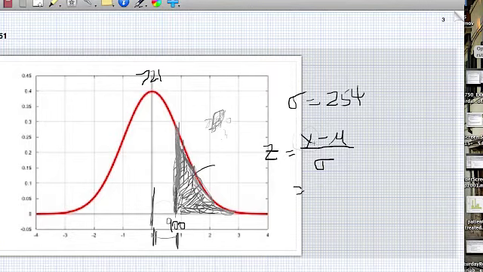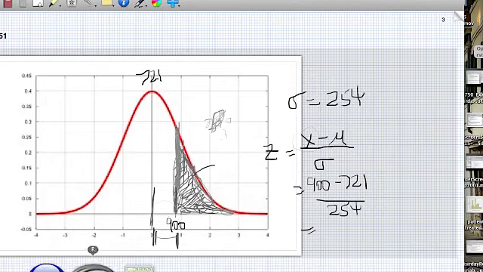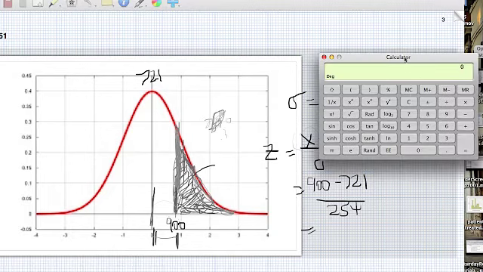Okay, so what is that? That's 900 minus the mean 721 over 254. Okay, it's just if this were 250, the difference with 254, this would just come out to a z-score of 1, which is exactly what we would expect. So let's figure out what this is. 900 minus 721. Let's get a calculator. 900 minus 721 divided by 254 is a z-score of 0.7. I'm going to leave it rounded off to 0.70.